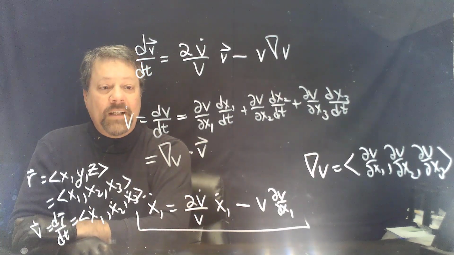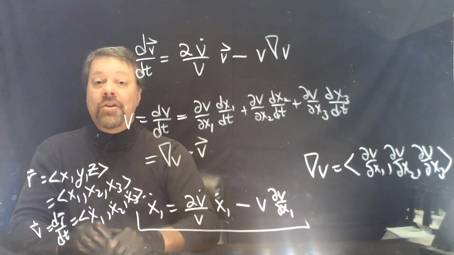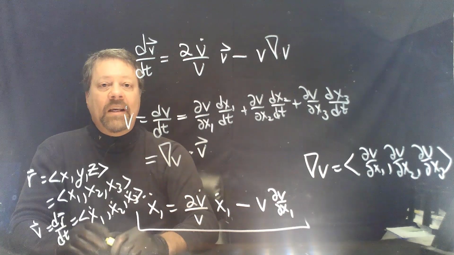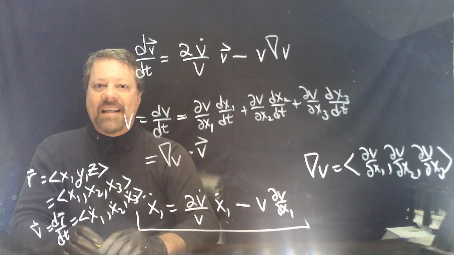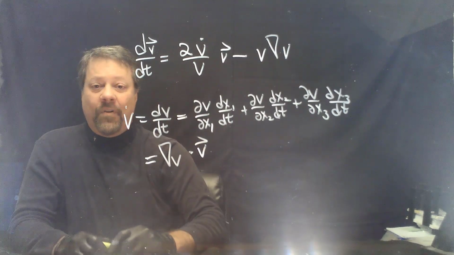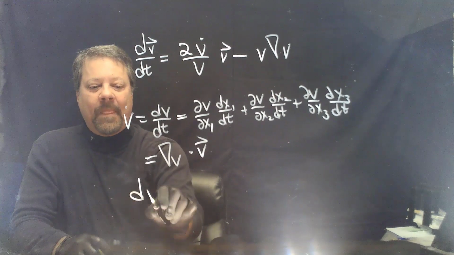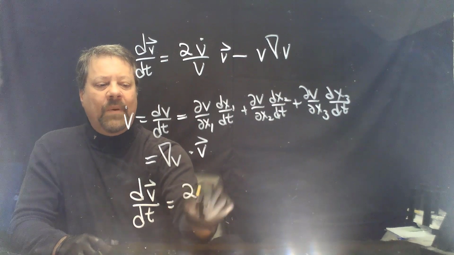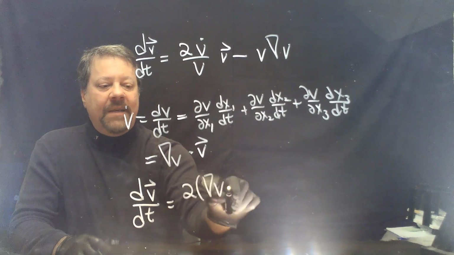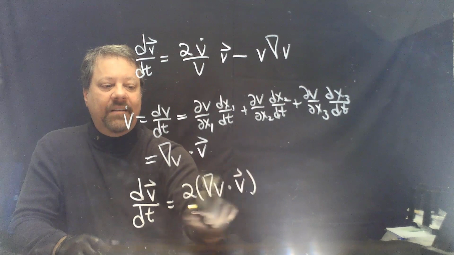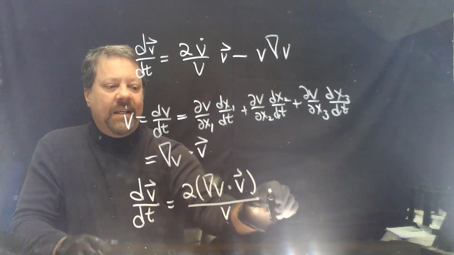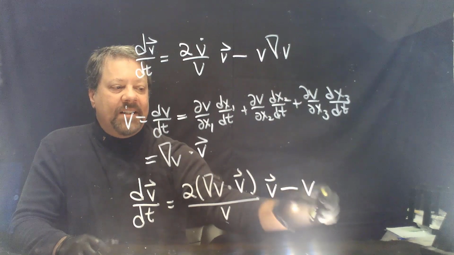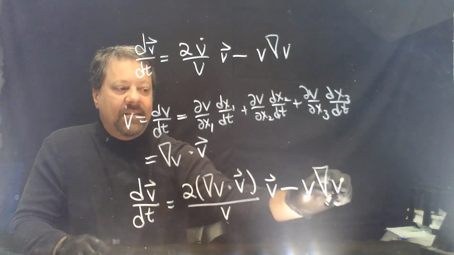And this will give us the final form for our generalized Snell's law for light paths going in media with variable index of refraction. The formula that we seek is the derivative of the velocity vector is twice the gradient of the speed dotted with the velocity vector divided by the speed times the velocity vector minus the speed times the gradient of the speed.